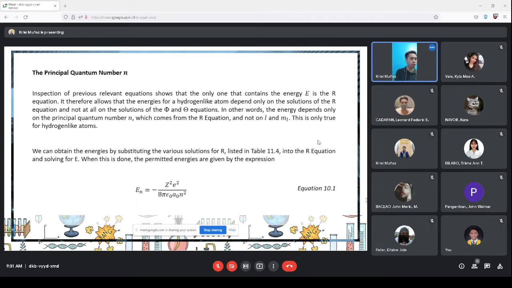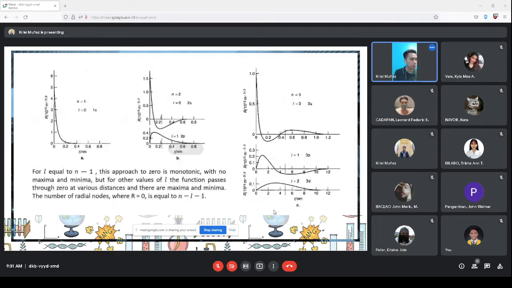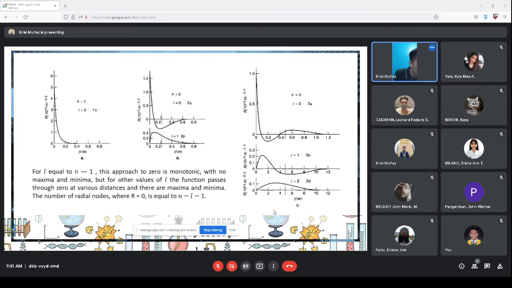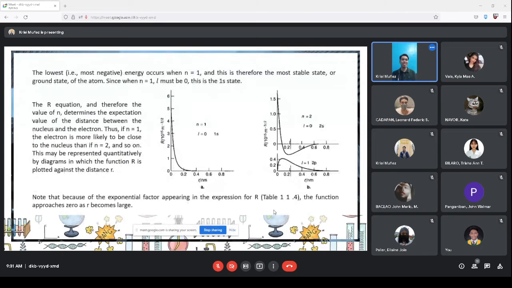So if we're going to look back, asan ang ating R equation? Yeah, wait. Where did I put that? I see, hindi ko siya isinama.